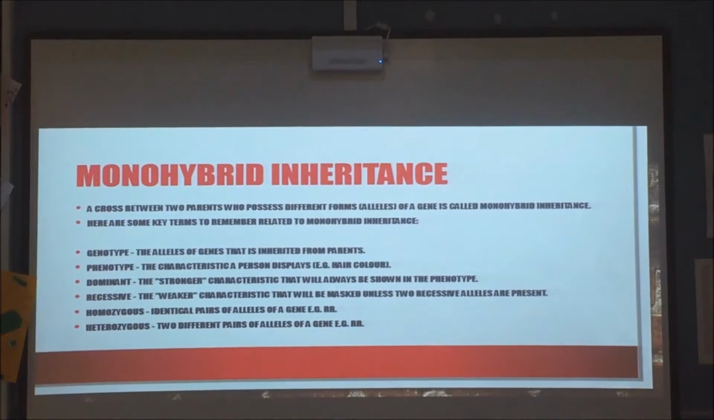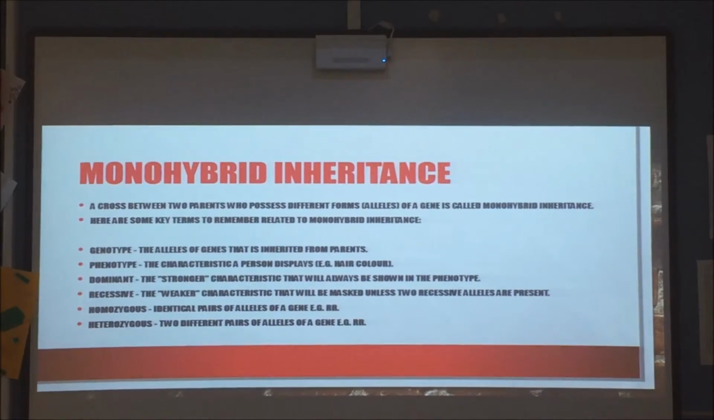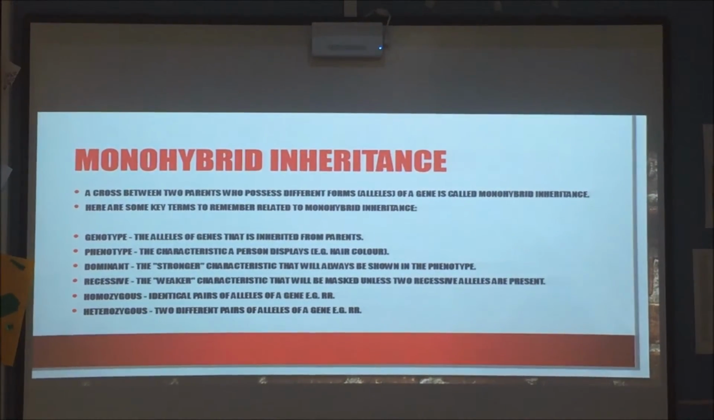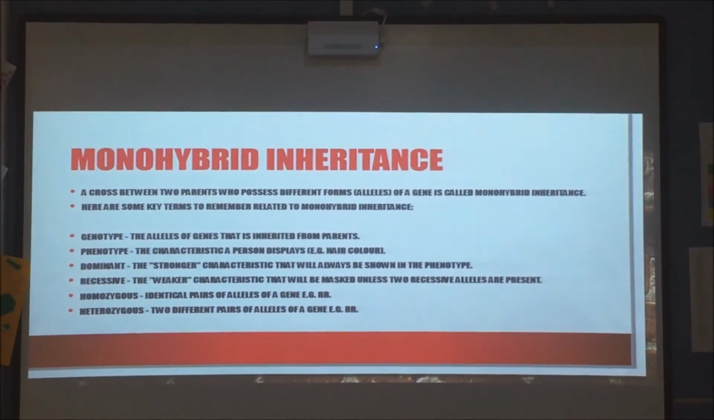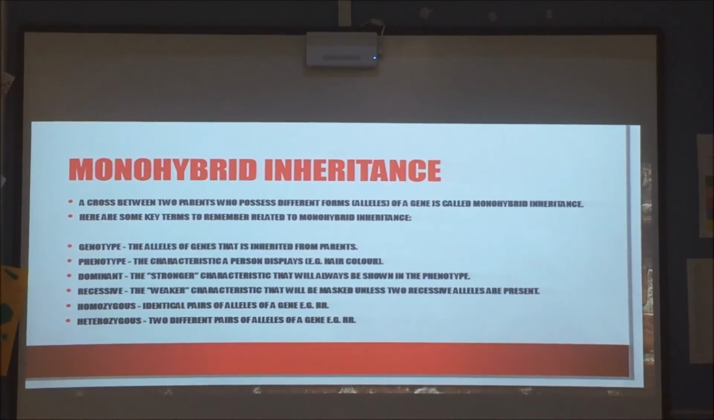Homozygous is identical pairs of alleles of a gene, e.g. two capital R's, and heterozygous are two different alleles, e.g. a capital R and a lowercase r.